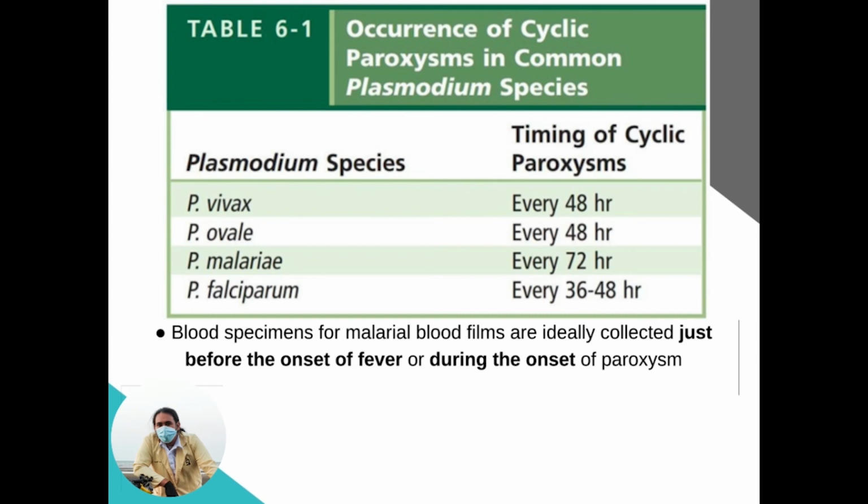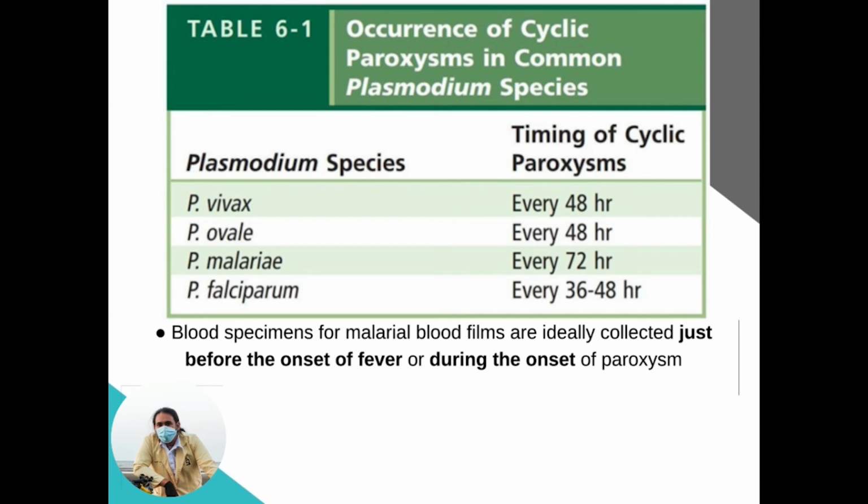Table 6.1 contains data on the occurrence of cyclic paroxysms in common Plasmodium species. For Plasmodium vivax, it is every 48 hours. For Plasmodium ovale, it is every 48 hours. For Plasmodium malariae, it is every 72 hours. And for Plasmodium falciparum, it is every 36 to 48 hours.